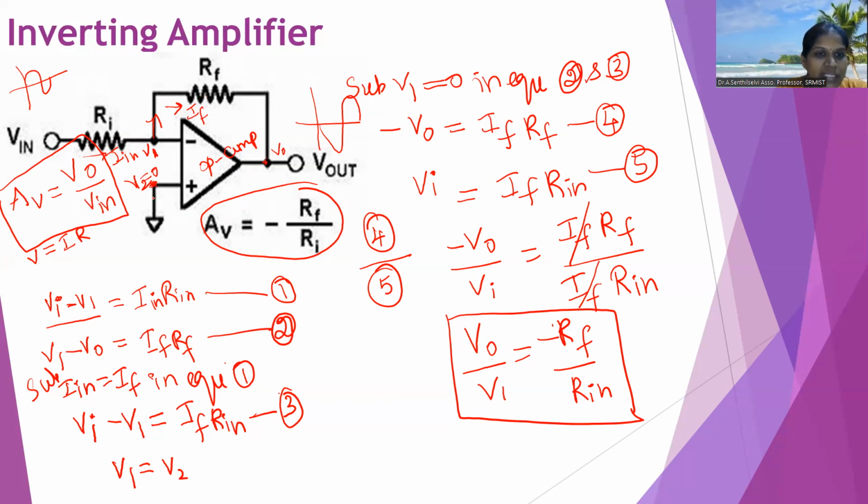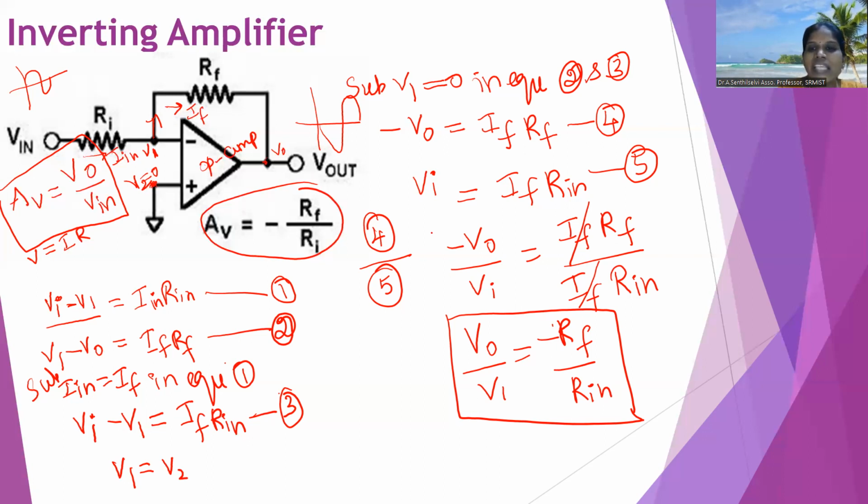Here V2 is connected with the ground, that is V2 equal to 0, hence V1 also equal to 0. We substitute V1 equal to 0 in equations 2 and 3. After substituting V1 equal to 0 in equation 2, we get minus V0 equal to IFRF. Here, Vi equal to IFRN.